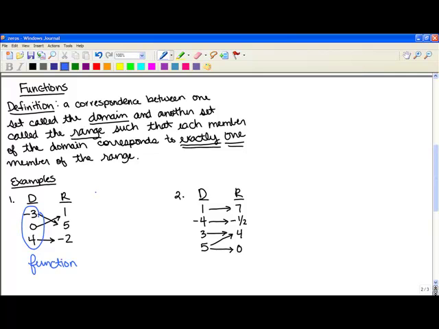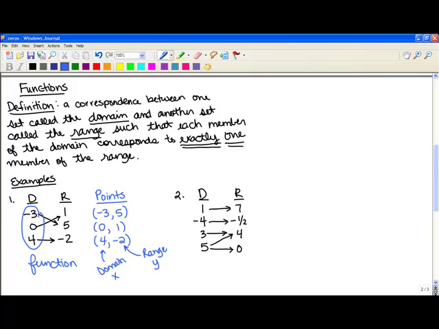We could write down points for this correspondence as well. The points would be -3, 5. The next point would be 0, 1, and then 4, -2. You can see that these are the numbers in the domain, and these are x values, and these other numbers are the numbers in the range, which are y values.